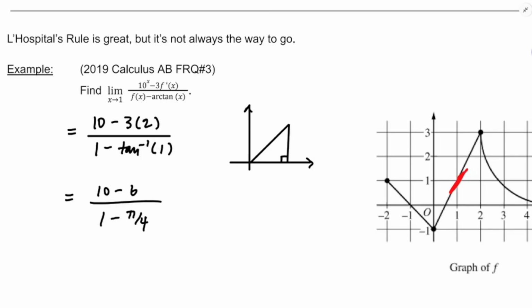All we did was plug in, like that one I just showed you on the slide before. If the numerator and denominator are not both going to 0 or both going to infinity, we can't use L'Hopital's rule.